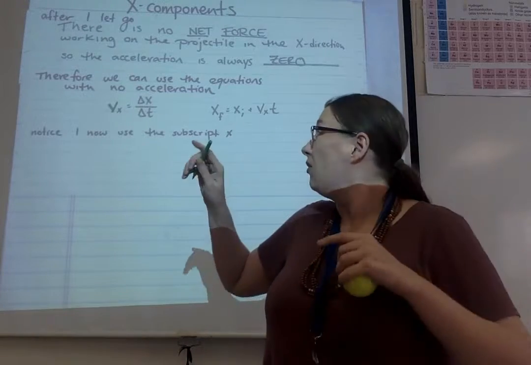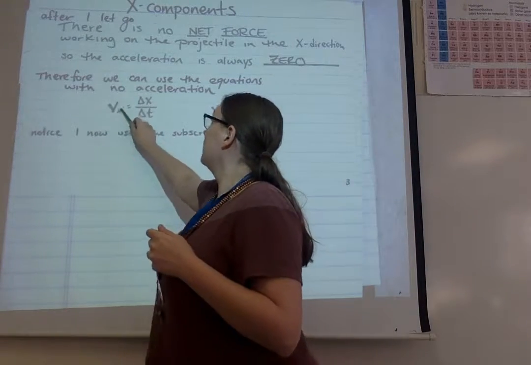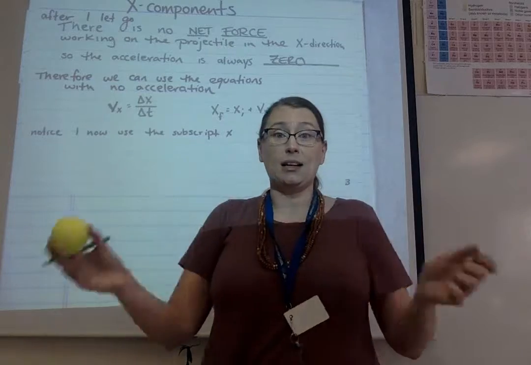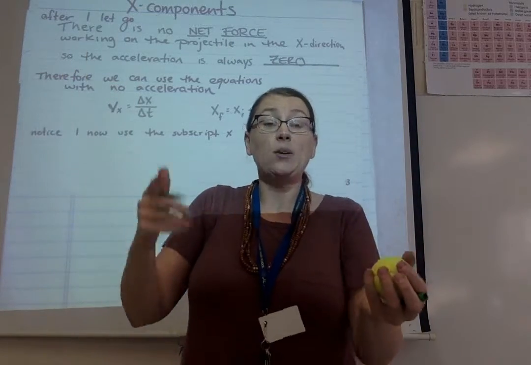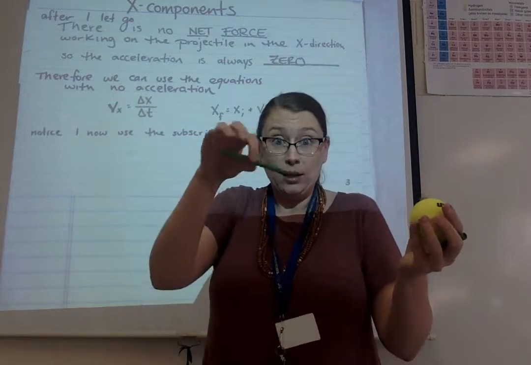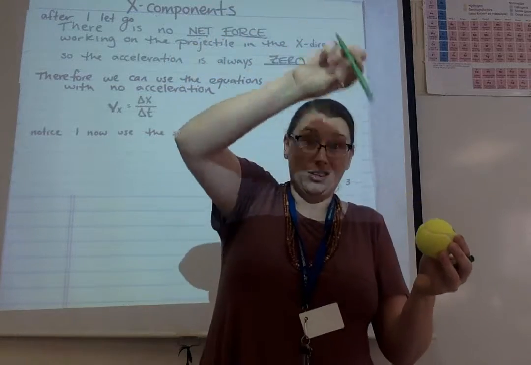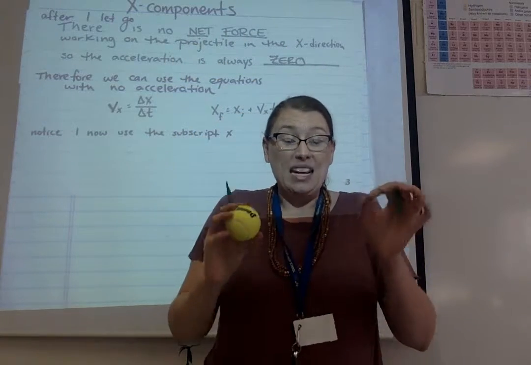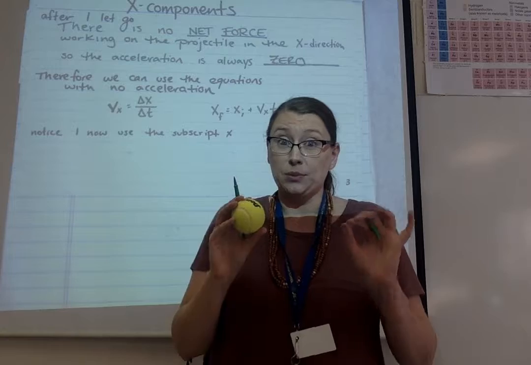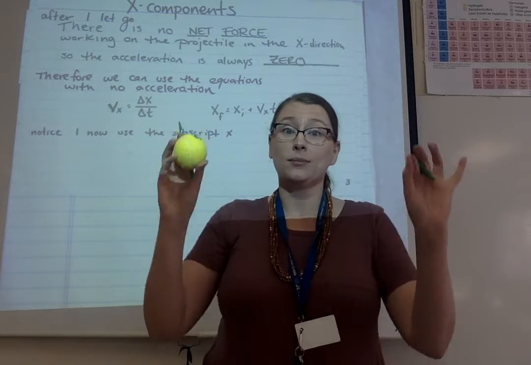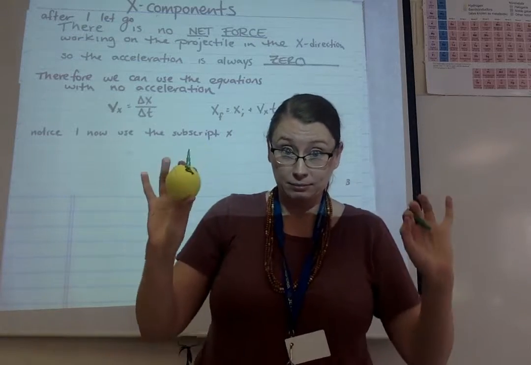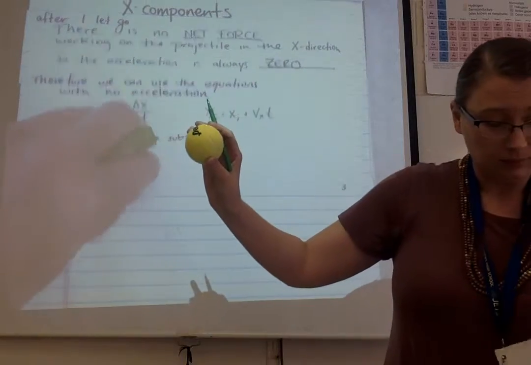Notice how for the velocity, I'm using an x subscript. Because this object is going to have an x velocity and a y velocity. It's moving this way, but it also starts going this way, and then it turns around and goes that way. So I'm going to need to be very careful with these subscripts so I know what I'm talking about. All right.